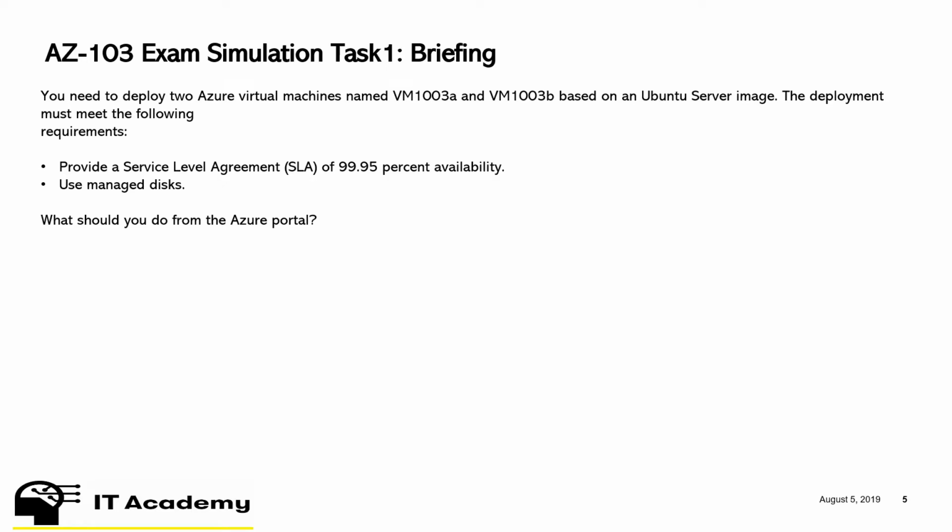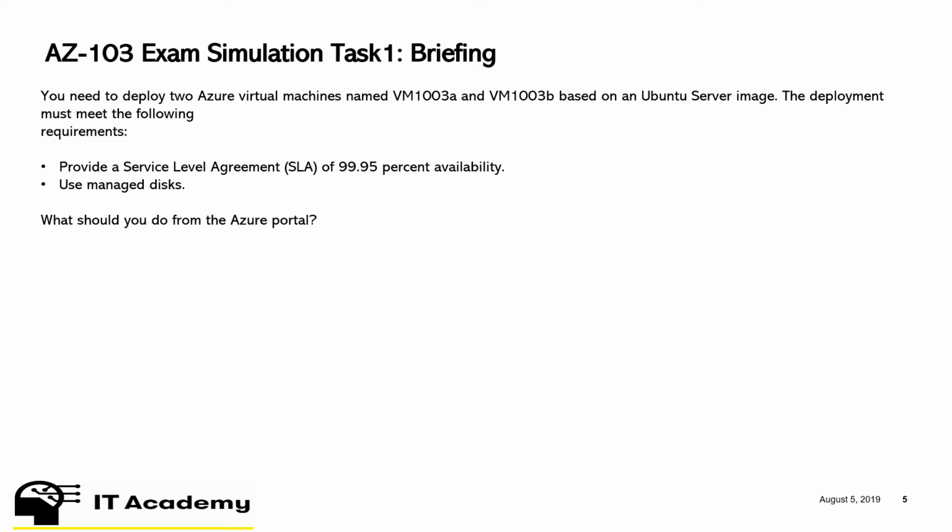If we want an SLA of 99.95%, if you'll remember, we need to deploy 2 virtual machines and add them to an availability set. One other thing to watch out for here, we're not building an availability zone because it's not asking for 4 nines of availability. So the solution we're going to build here is an availability set containing 2 virtual machines. And those virtual machines need to use managed disks.